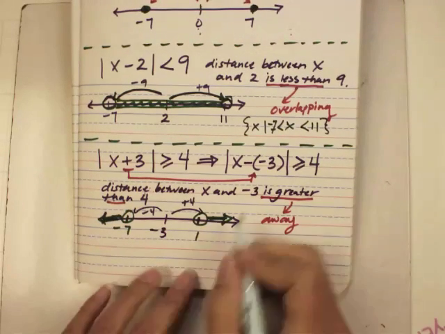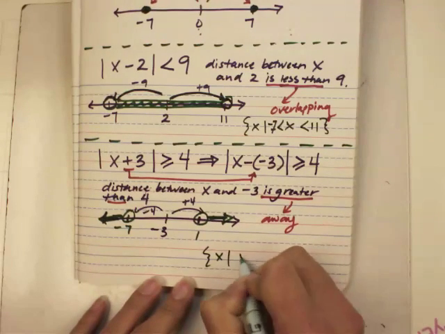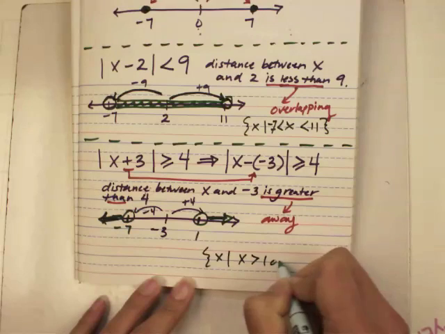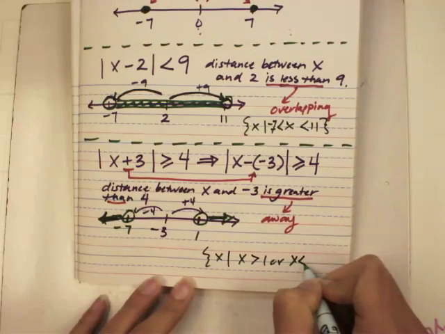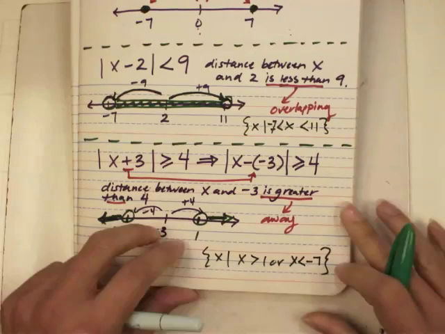If you were to write the solution set, you say x such that x is greater than 1 or x is less than -7. Okay.